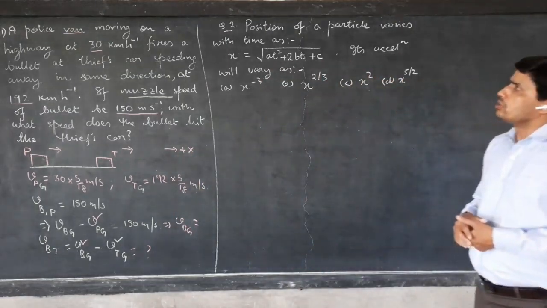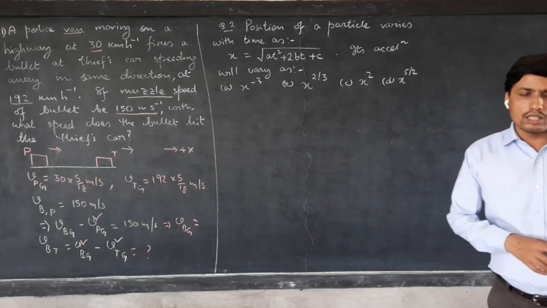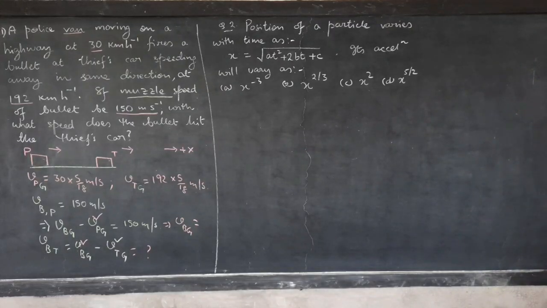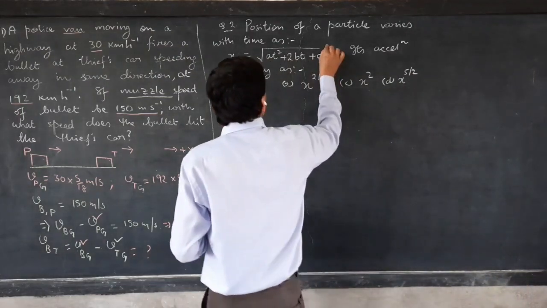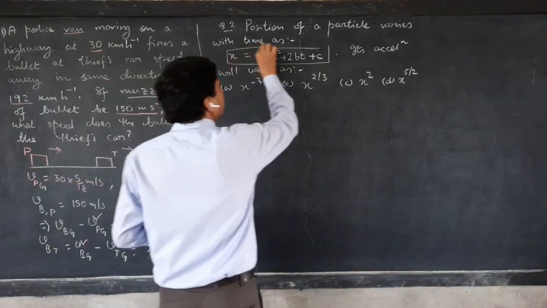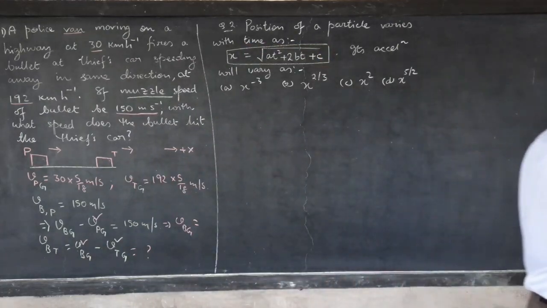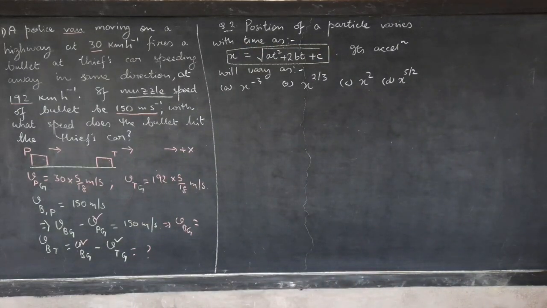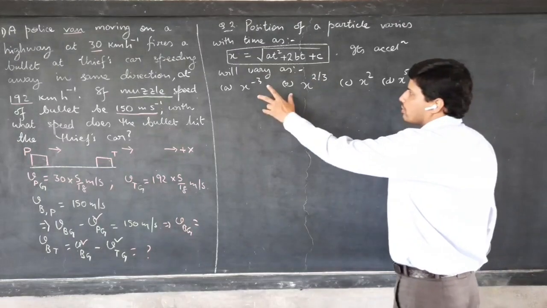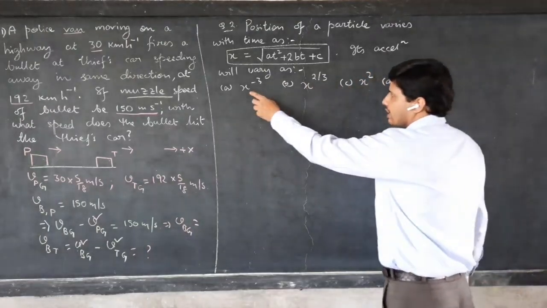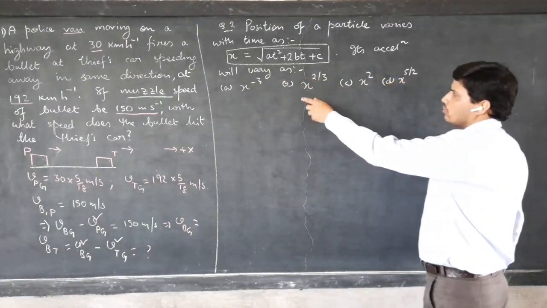Next question is question number 2. This is a bit mathematical. The position of a particle varies with time as per this equation: x is equal to the square root of at square plus 2bt plus c. If this equation is the variation of x with time, we have to find the variation of acceleration with time. And 4 options are given. We have to choose one correct option, whether acceleration varies as minus 3 power of x, or this power of x, or this, or this.